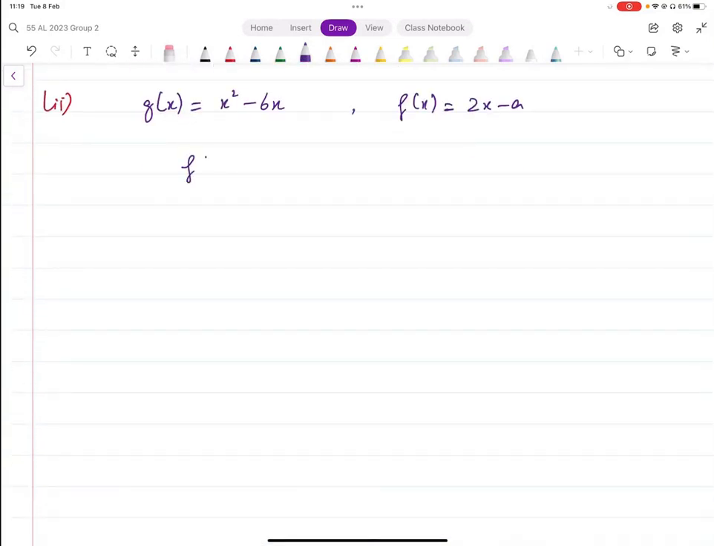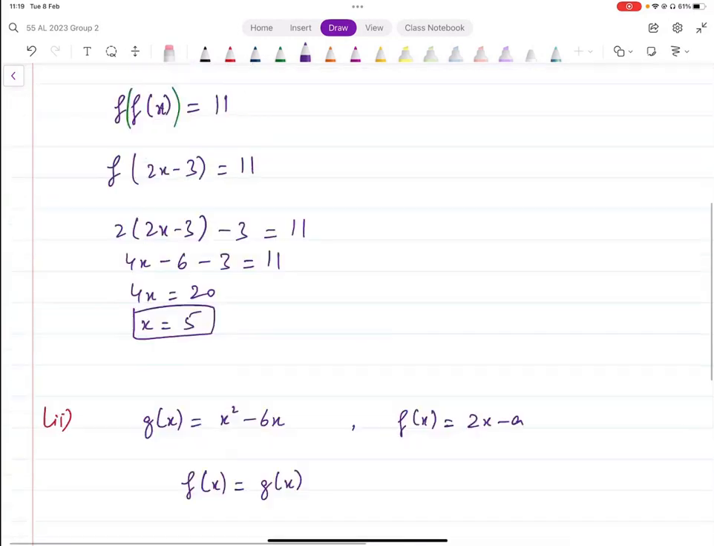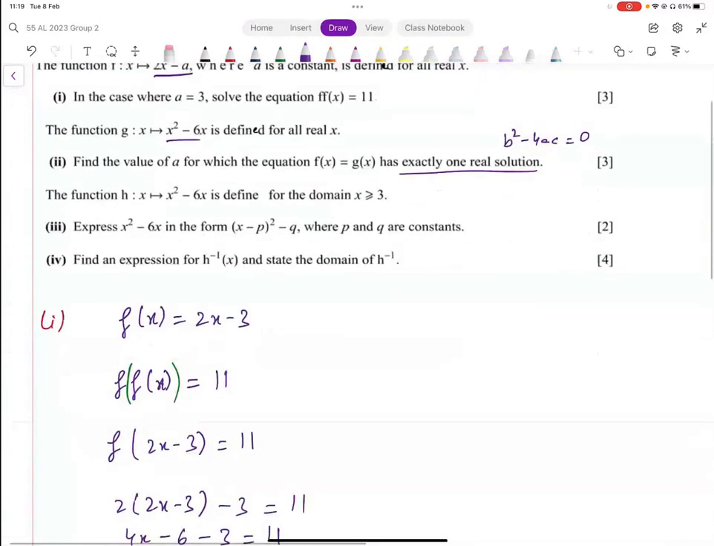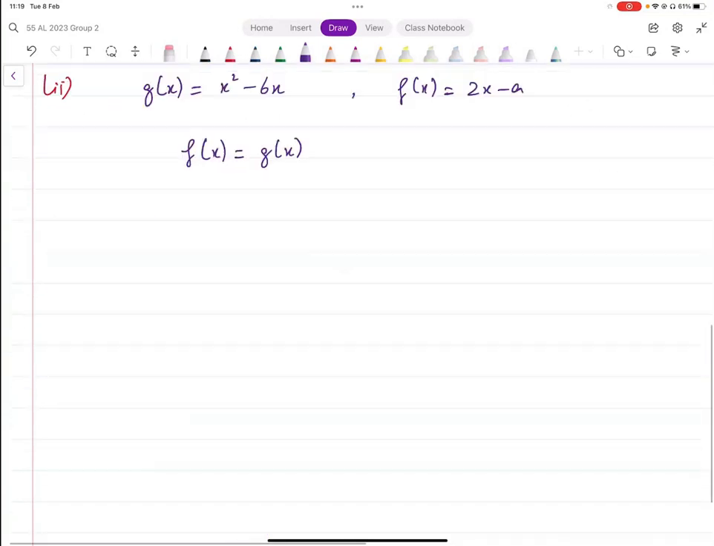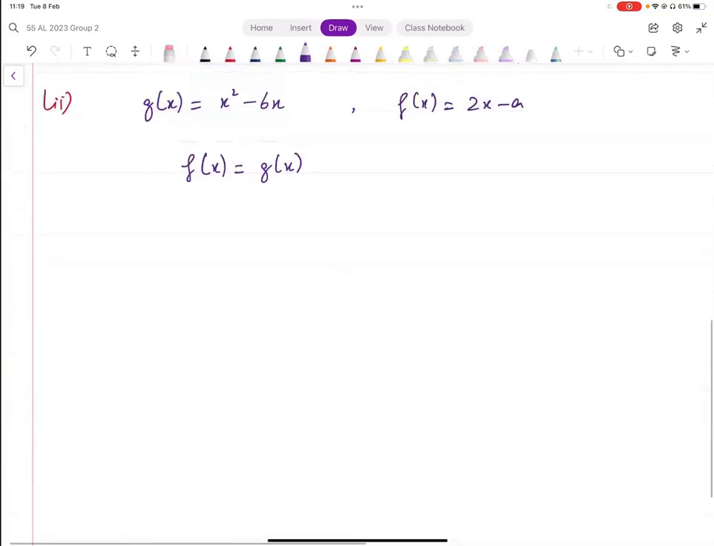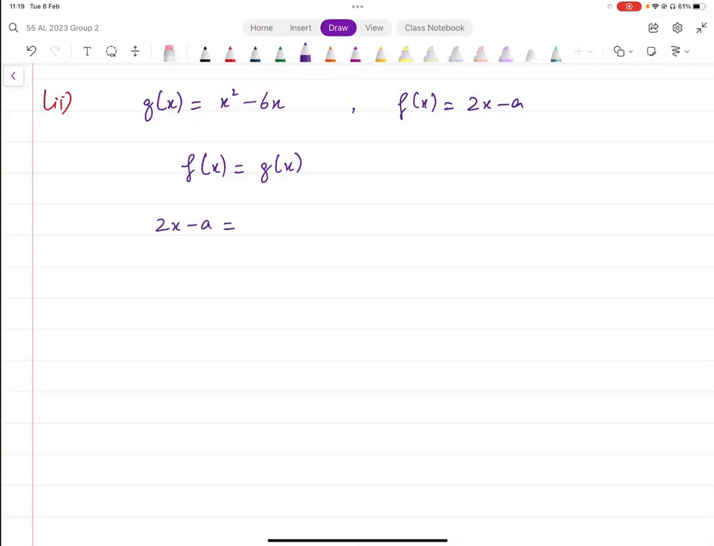So we have to show that f of x equals g of x has exactly one real solution. So we have to find the value of a for which this equation has exactly one real solution, given that it has one real solution. Now, let's equate them. f of x equals g of x. We get 2x minus a equals x squared minus 6x.